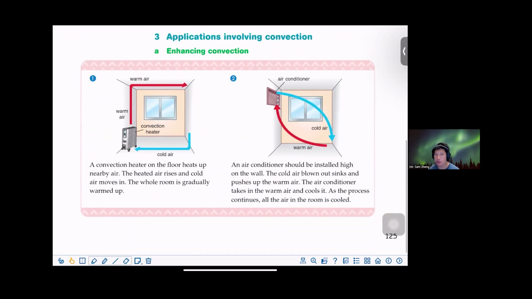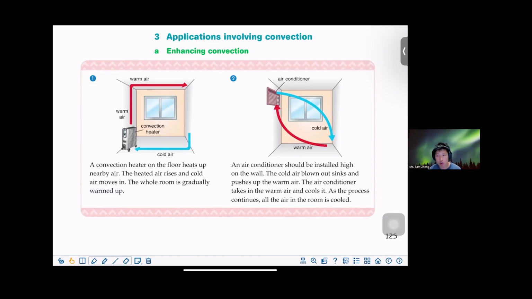And this is also why we apply convection. For example, we install the convection heater at the bottom part because it can warm up the whole room by having an upward movement of the warm air. Once the warm air moves up, this can make the whole room warm.